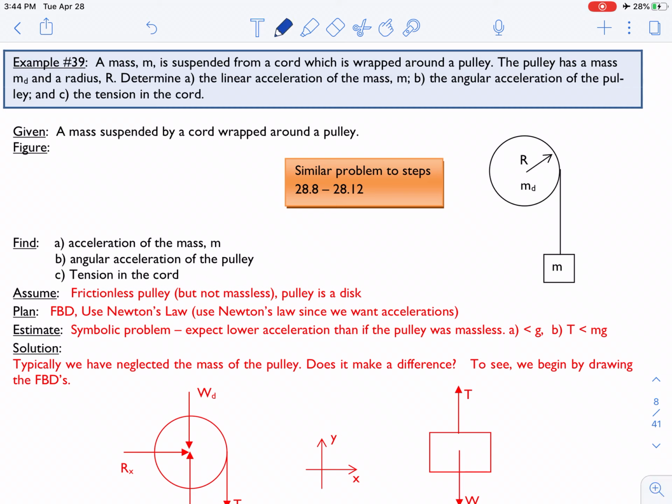Okay, so this is going to go down, right? The linear acceleration A, angular acceleration alpha for the disc or the pulley, and also the tension in the cord. So a mass suspended by a cord wrapped around the pulley is given. This is very similar to what we did in 28.8 to 28.12, and we are going to find a couple of things: A, alpha, and T, the tension.